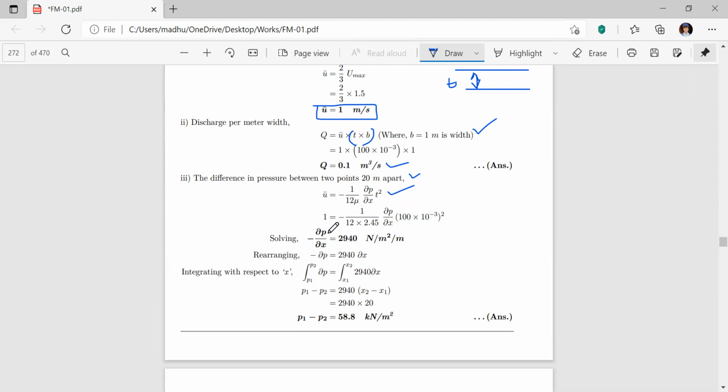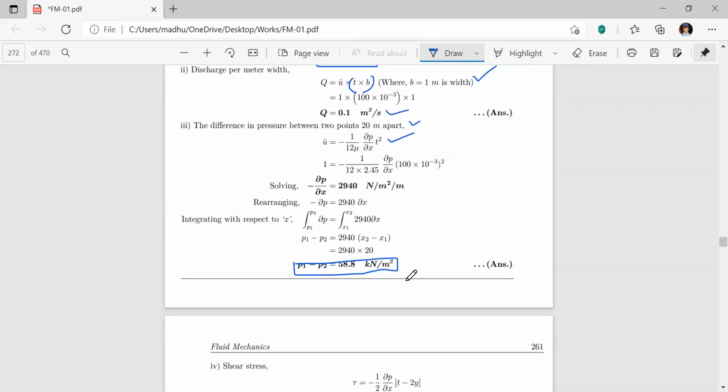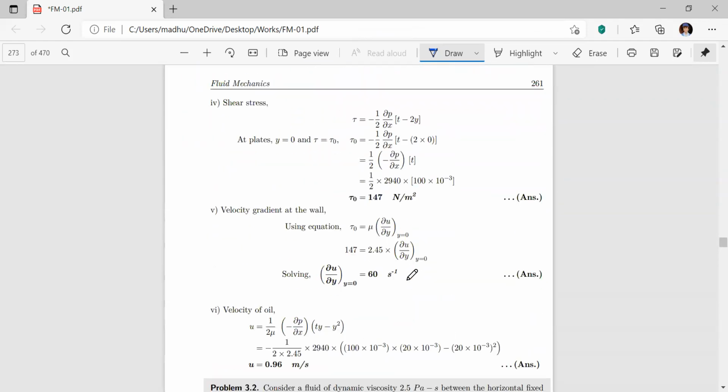Solving, you will get minus dp by dx is equal to 2940 Newton per meter square per meter. Rearranging, we will get minus dp as 2940 dx. Integrate between the limits p1 to p2. Then finally you will get the pressure difference p1 minus p2 as 58.8 kilonewton per meter square. So it is still not yet complete. We have to determine shear stress at the wall.